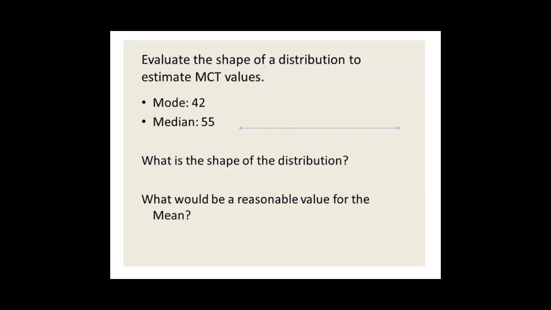Okay, last one. If I have a mode of 42 and a median of 55, 42 is less than 55, and I would expect the mean to be even farther to the right. This is a positively skewed distribution, and a reasonable value for the mean might be, say, 60.